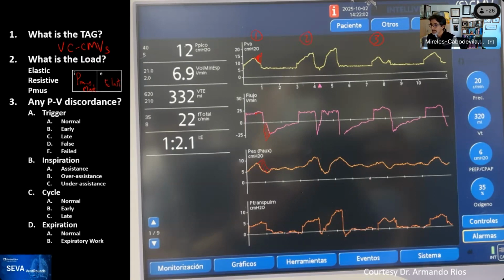Rob, comments? That's beautiful graphics there. Yeah, I like that. And this is not an early cycle, Fernando. It's an early trigger because it's triggered by the ventilator.